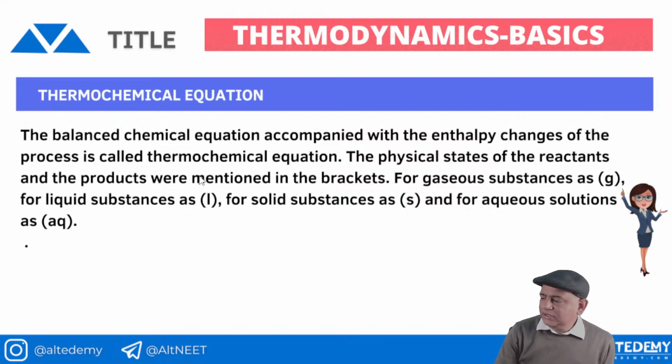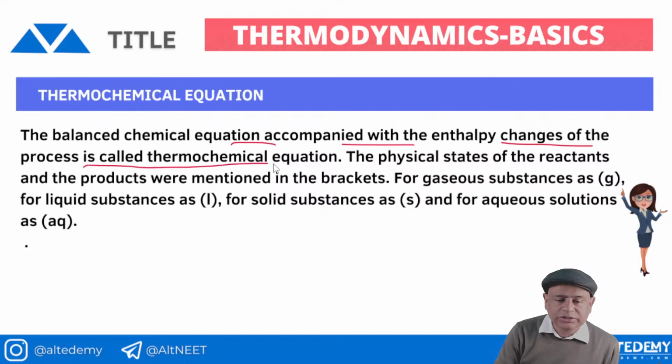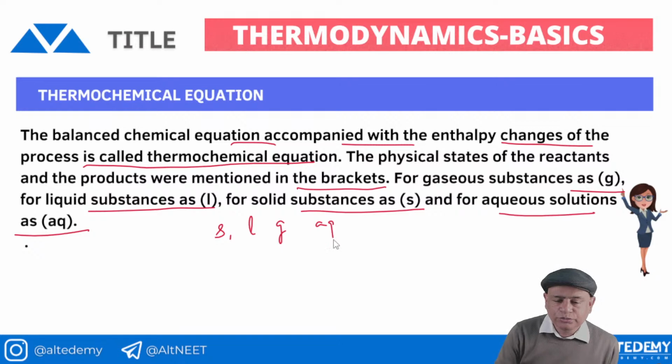When we are writing those reactions, we call them thermochemical equations. Thermochemical equations are balanced chemical equations accompanied with the enthalpy changes of the process. The physical states of the reactants and the products are mentioned in brackets: for gaseous substances G, for liquid substances L, for solid substances S, and for aqueous solution AQ. We generally use S, L, G, AQ like this.